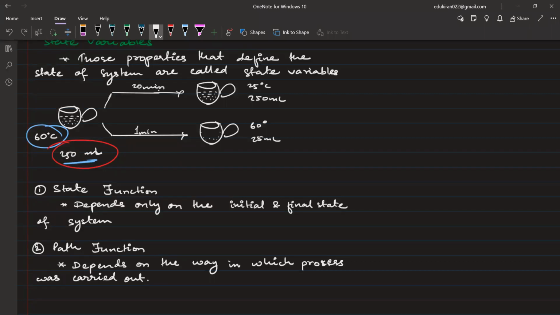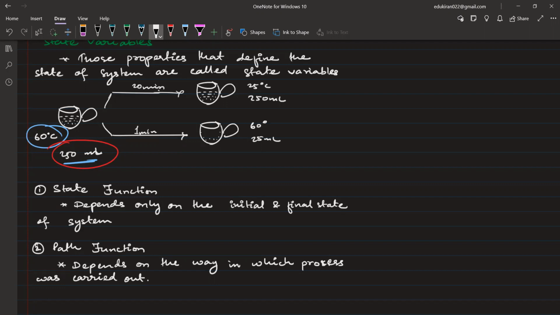All of you done? Used some of these? All of you wrote this? State function and path function.